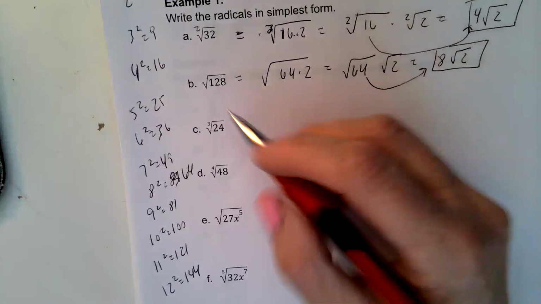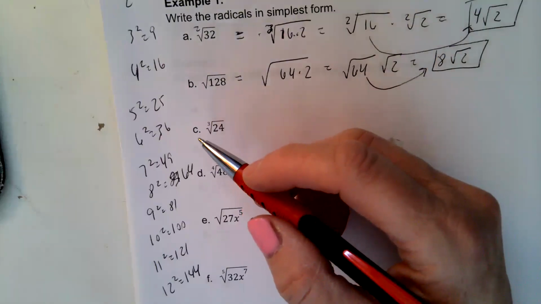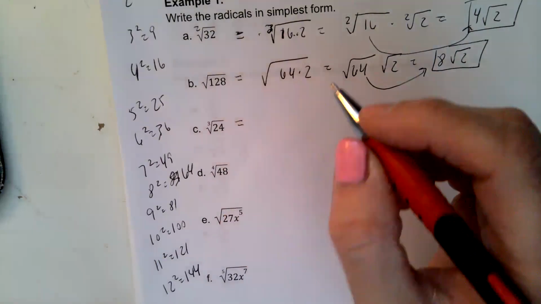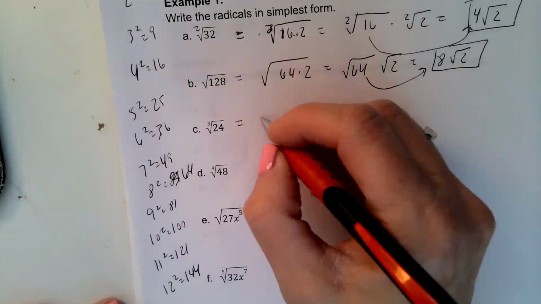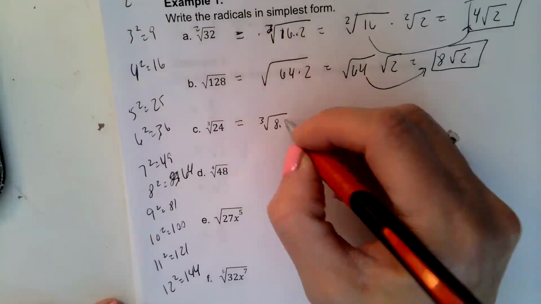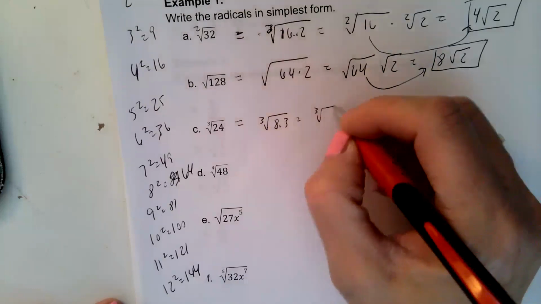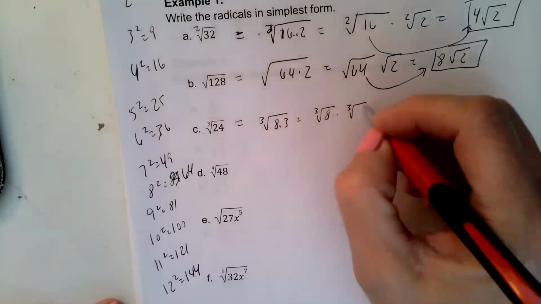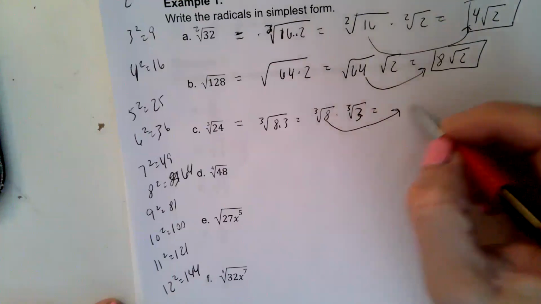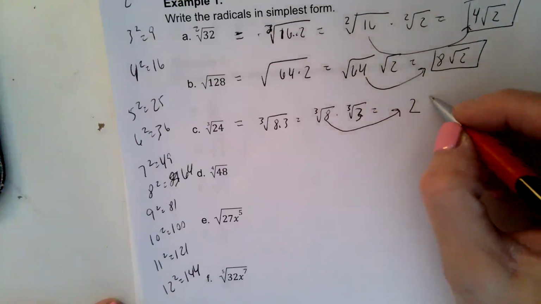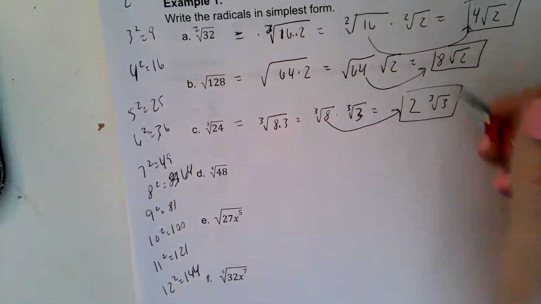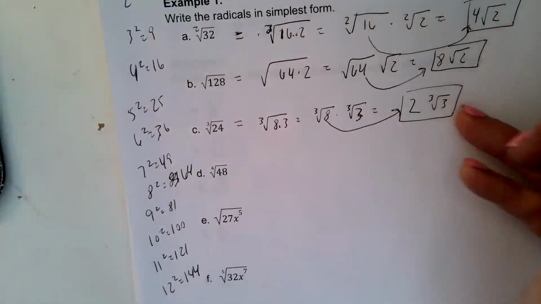Now, likewise, with different indices, I can do the same thing. So the cube root of 24. I know that 8 is a perfect cube of 2, and I can rewrite 24 as 8 times 3. So I can write the cube root of 8 times the cube root of 3. And I know the cube root of 8 is 2. So I've got 2 times the cube root of 3. I have to leave that cube root because that's not a rational number.